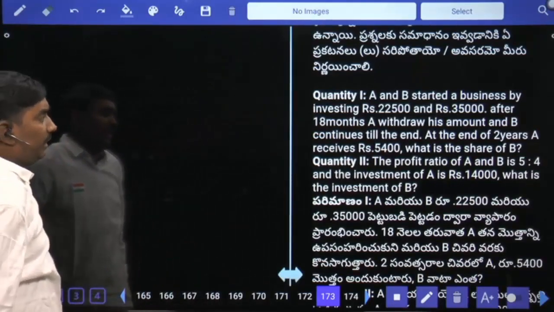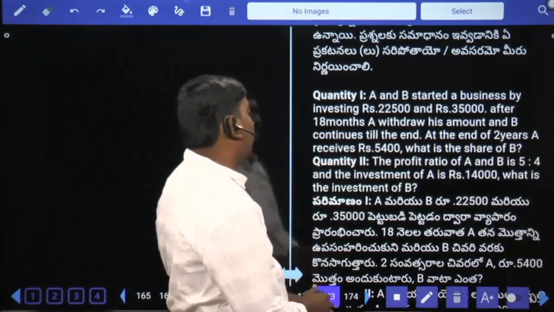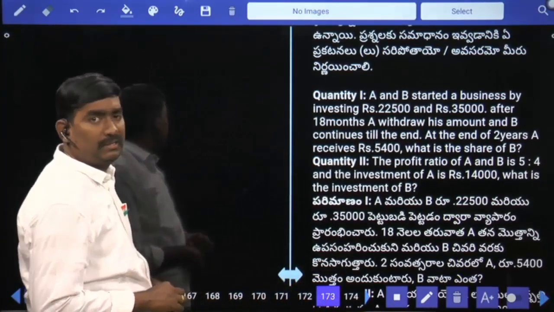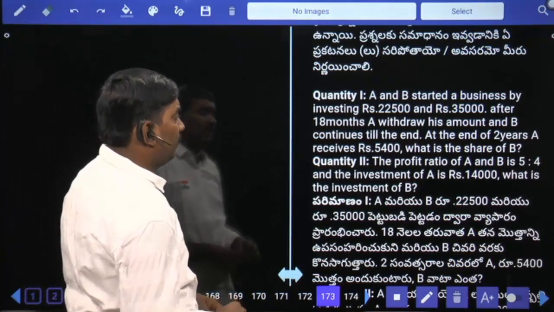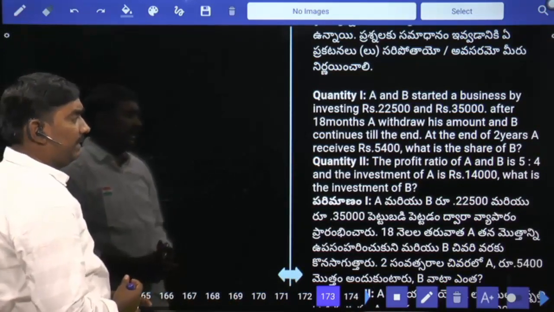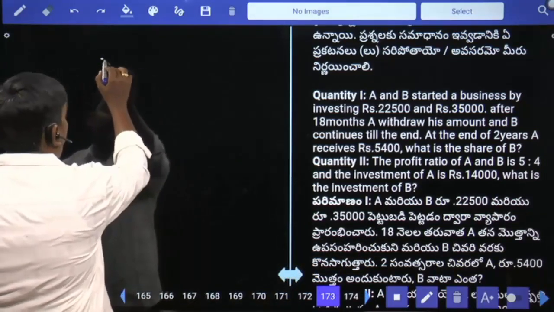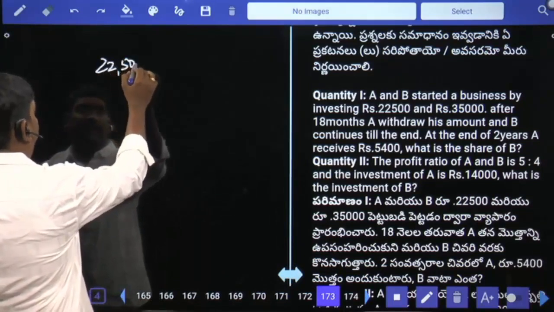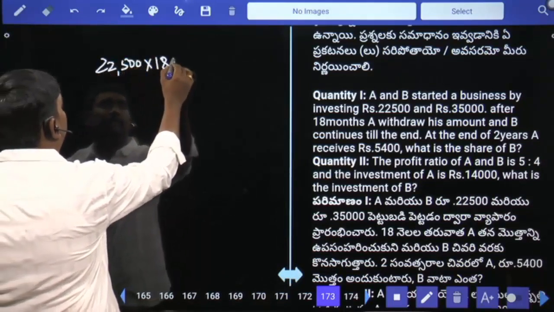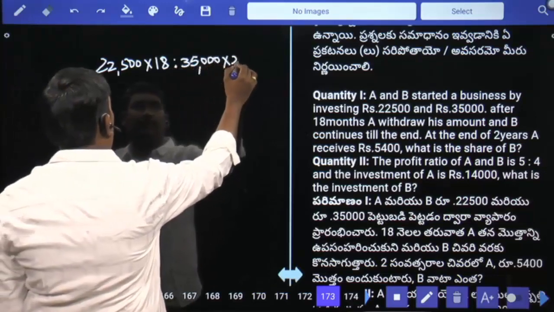A and B started a business by investing 22,500 and 35,000. After 18 months, A withdrew his amount and B continued till the end. At the end of 2 years, A received 5,400. What is the share of B? A invested 22,500 for 18 months. B invested 35,000 for 2 years, which means 24 months.